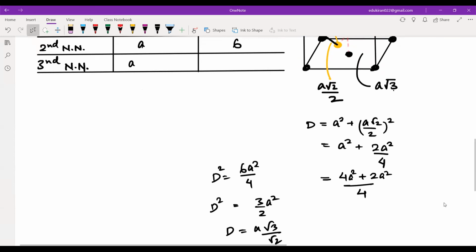Third nearest neighbor you can directly take as A root 3 by 2. Yes, you can do that, it's the same thing. But you are saying A root 3 by 2, right?